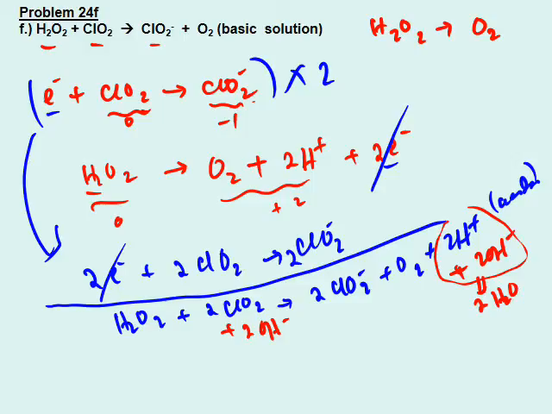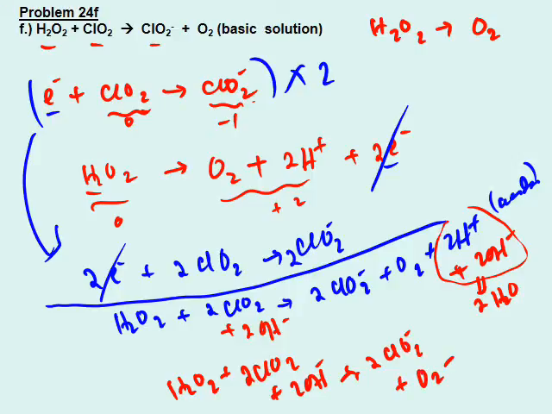So this red one, let's write down H2O2 plus 2 ClO2 plus 2 OH minus giving 2 ClO2 minus plus O2 plus 2 H2O. So this is the basic, because I have OH minus, and so that's the basic balancing. Make sure you double check my solution so that you can find out if I have made any mistake.